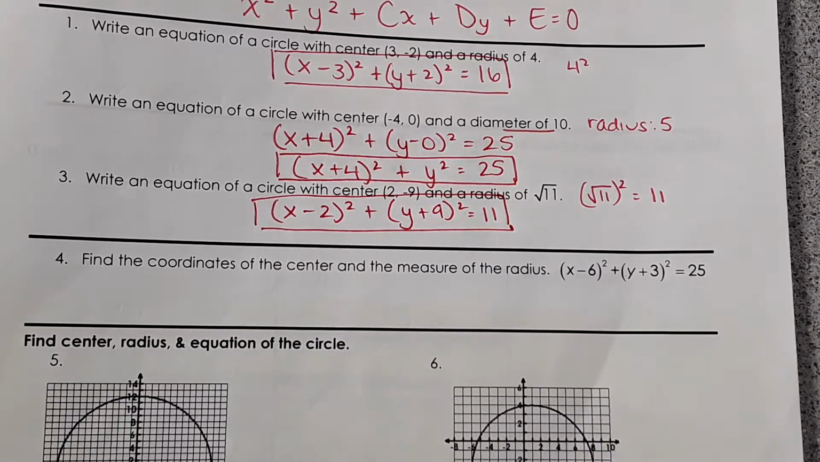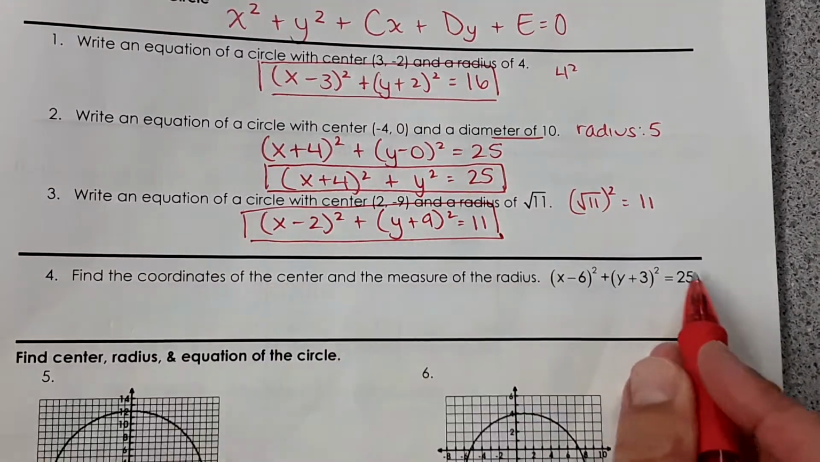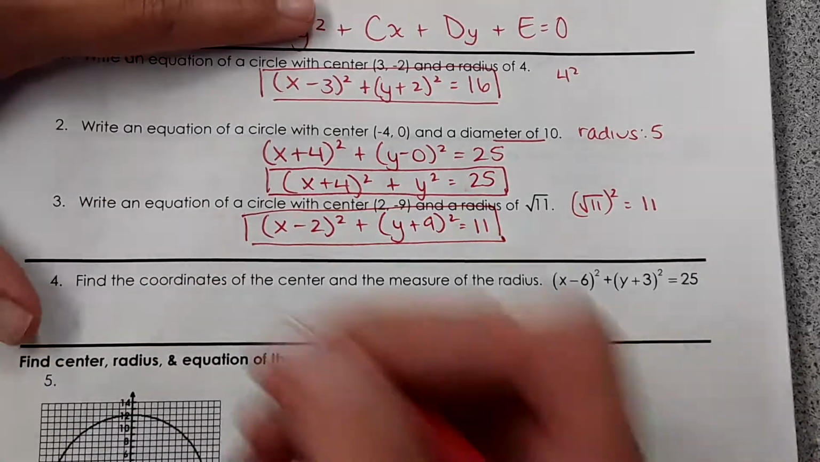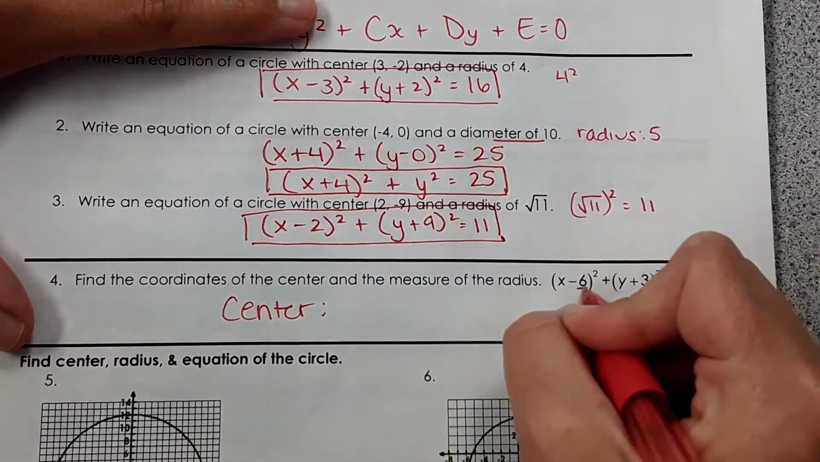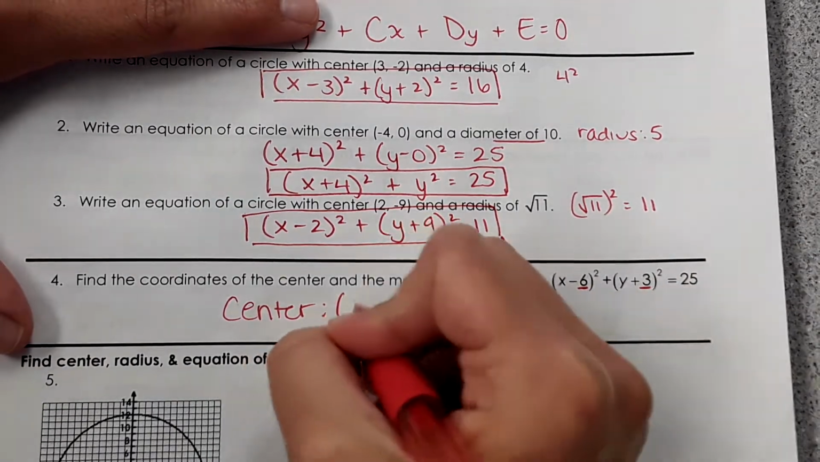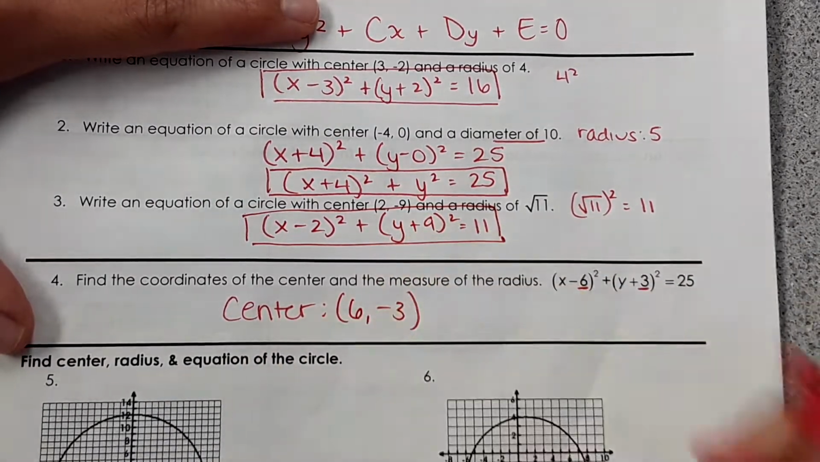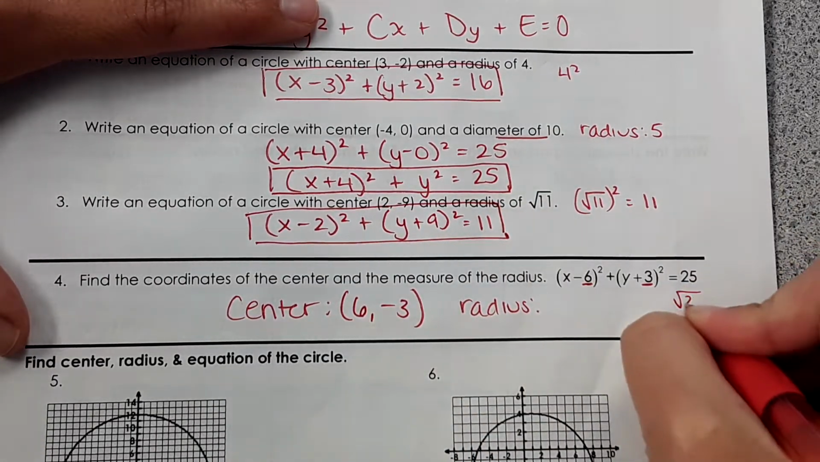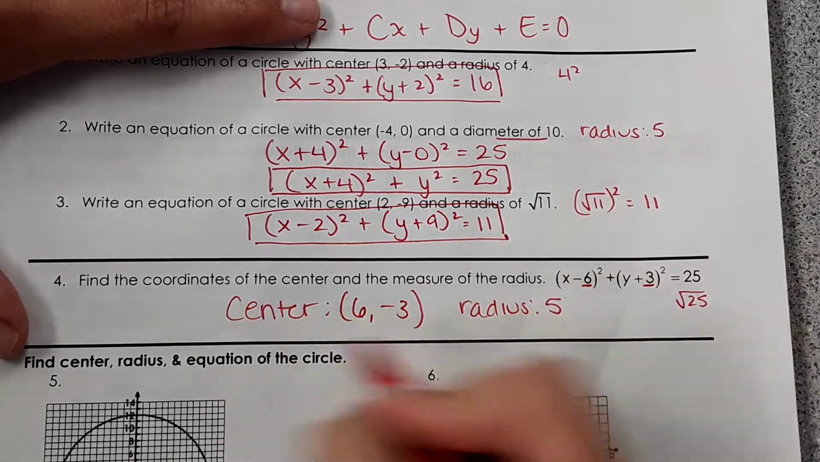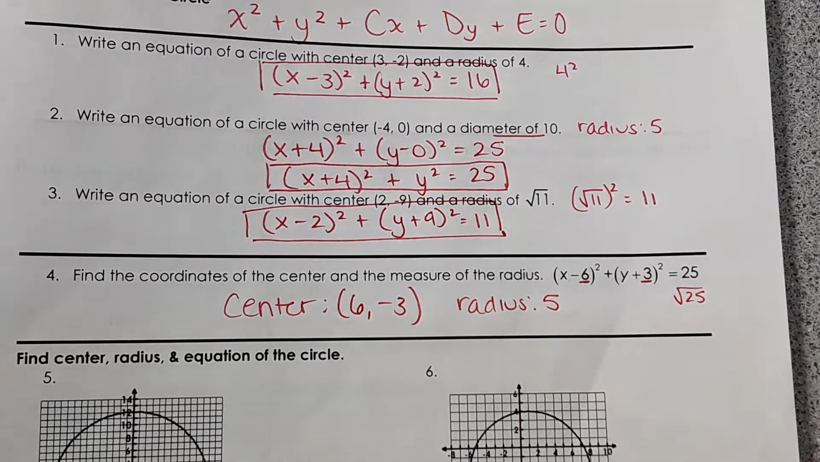For number 4, we're going to take the equation, and it asks us for the center and the measure of the radius. So the center would be 6, -3. So that's the center of the circle. And then the radius, take the square root of 25, and that's just 5. So just with this equation, you could graph that circle.